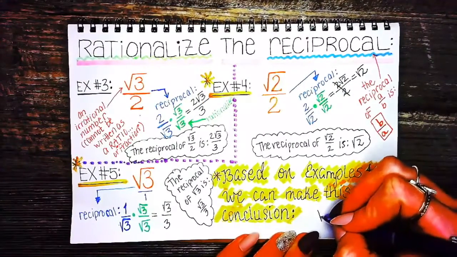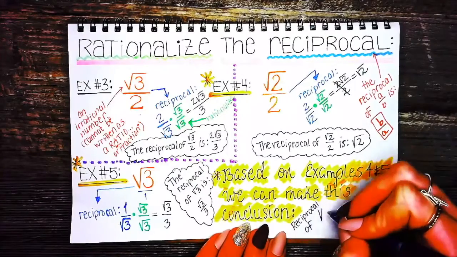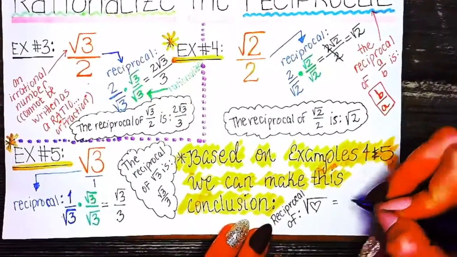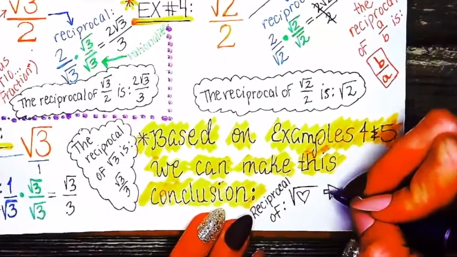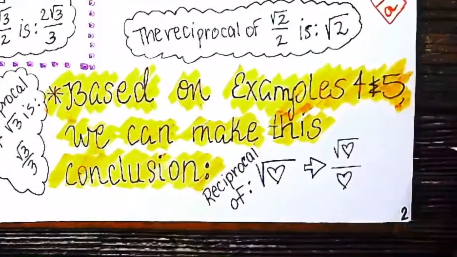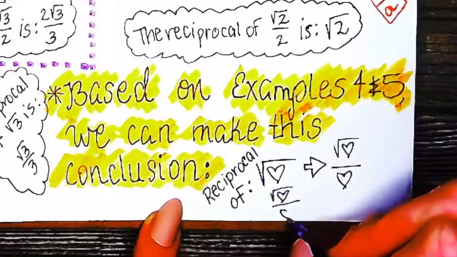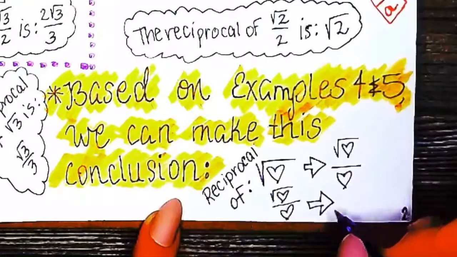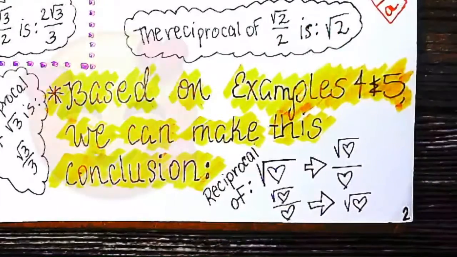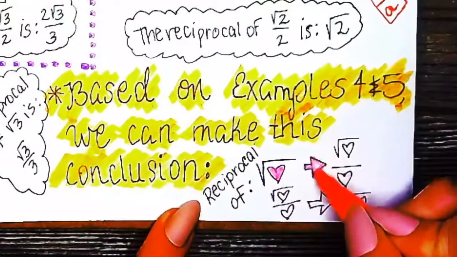All right, the conclusion you should have come to is the reciprocal of radical anything. Put a heart in that radical, it doesn't matter. The reciprocal of radical heart is radical heart over heart. And the same is true in reverse. The reciprocal of radical heart over heart is radical heart. Knowing this by heart, see what I did there, is going to be very beneficial to you. It will save you a lot of headache.